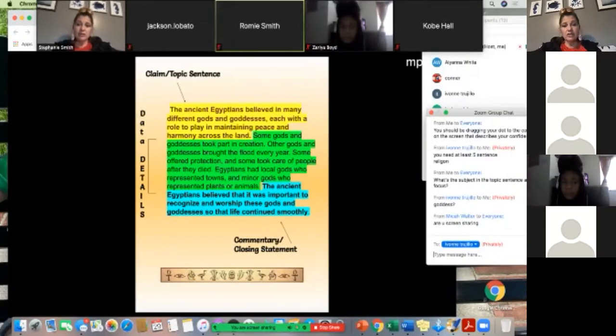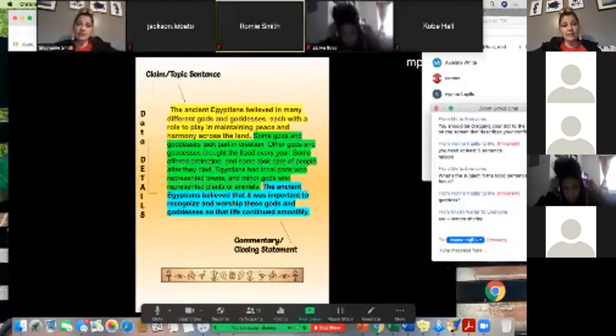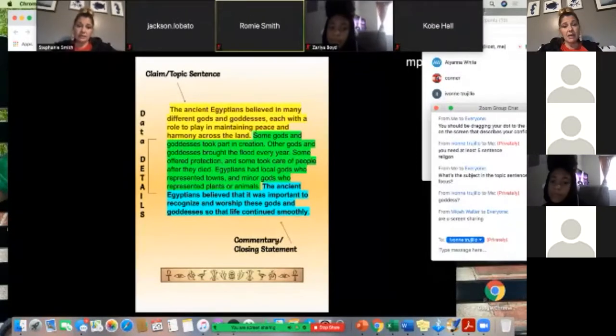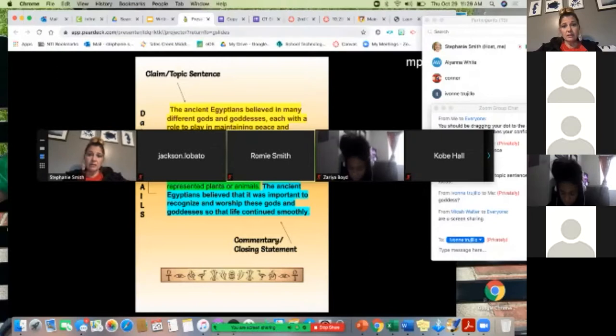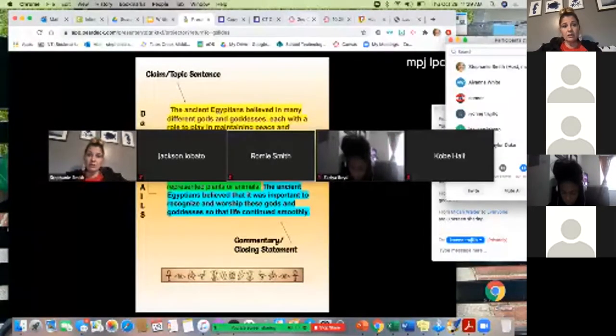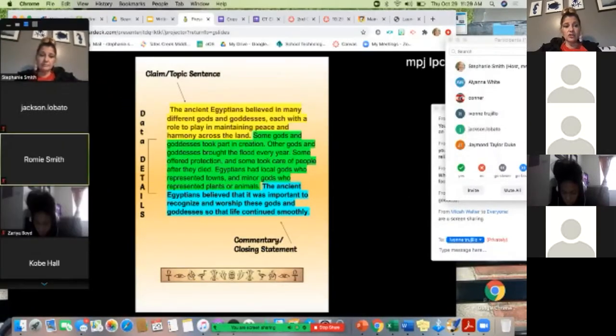Yes, Micah, I'm screen sharing. If you can't see it, try minimizing your screen. Minimize with your little square. Yeah, you should be able to see my screen. But you should also be able to see this on your Pear Deck.